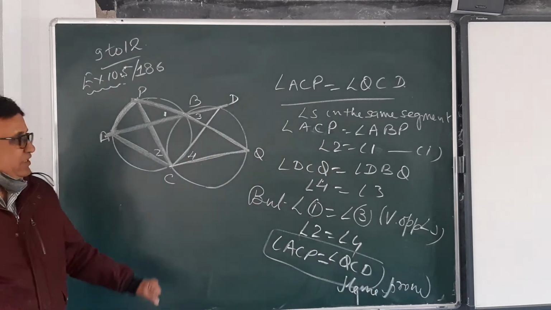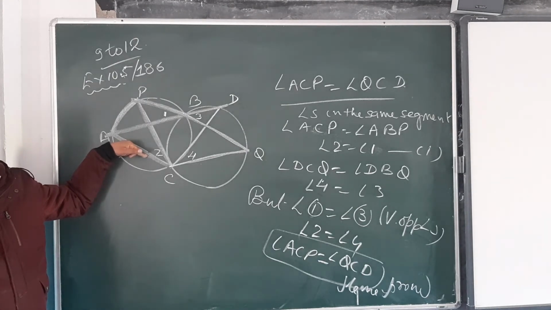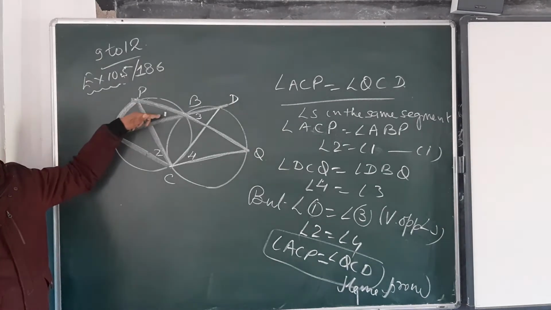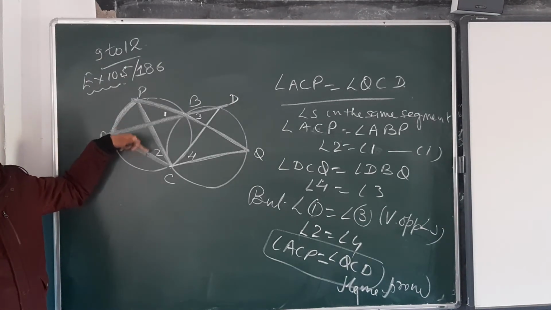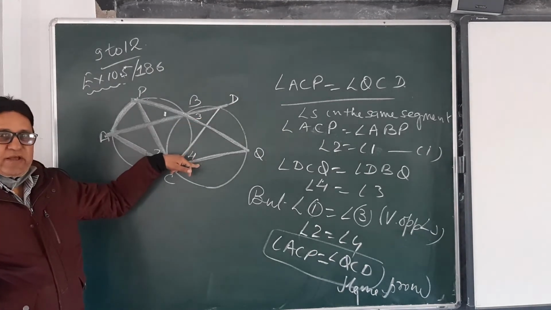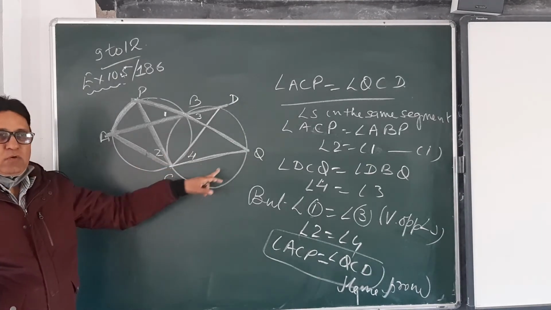Once again you can see here angle 1 equals angle 2, as angles in the same segment. 3 and 4 are also angles in the same segment. But 1 equals 3, therefore 2 equals 4, hence proved.